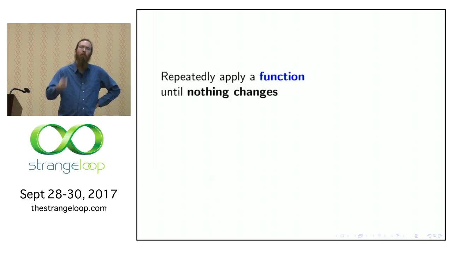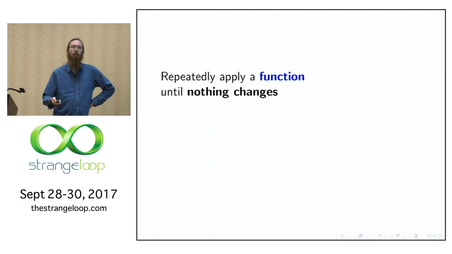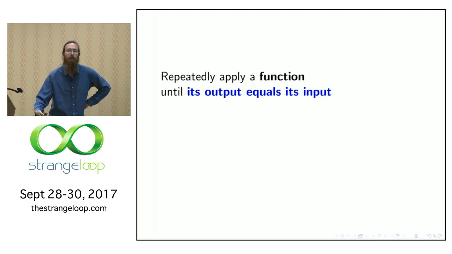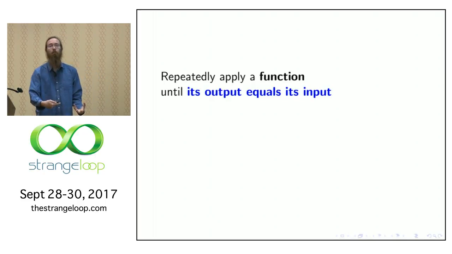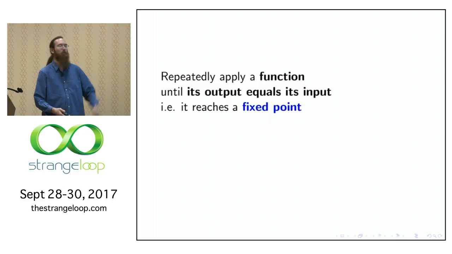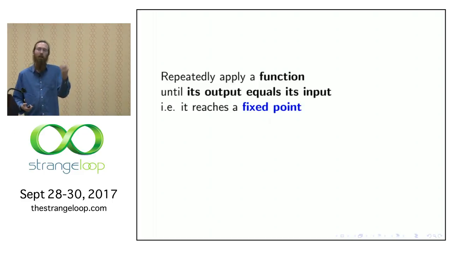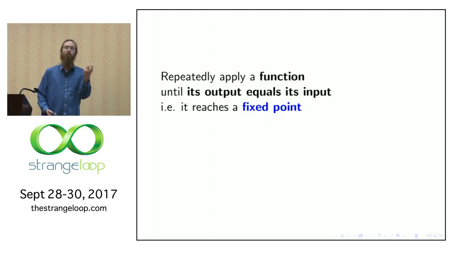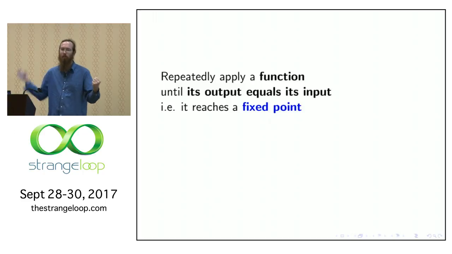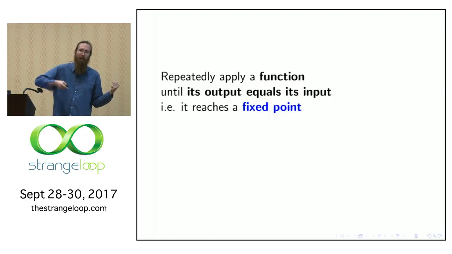And what do we mean by nothing is changing? Well, we're repeatedly applying a function. So we're repeatedly applying it until the output that we get at some point is equal to the input that we just applied it to. And the name for this is a fixed point, because it's a point of value x such that f of x equals x. It's fixed. If we keep applying the function, we're not going to get anywhere new.